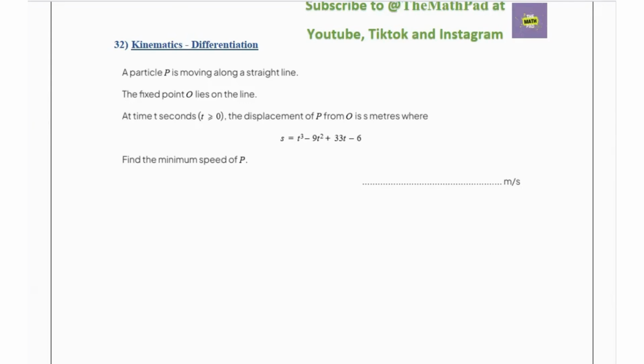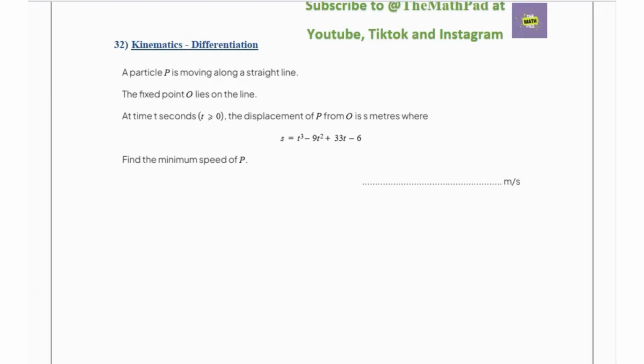So for the kinematics one, they can give you a question about displacement, velocity, or acceleration. In our case, it says that particle P is moving along a straight line. The fixed point O lies on the line. At time t seconds, where t is greater than or equal to 0, the displacement of P from O is s meters, where s equals t cubed minus 9t squared plus 33t minus 6. We have to find the minimum speed of P.